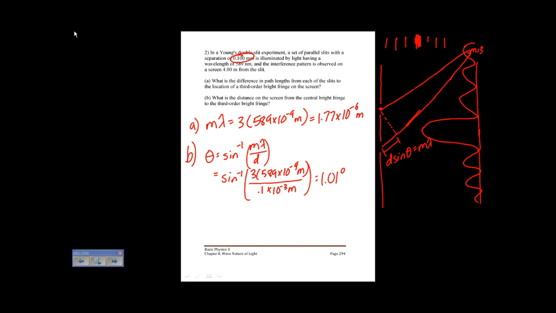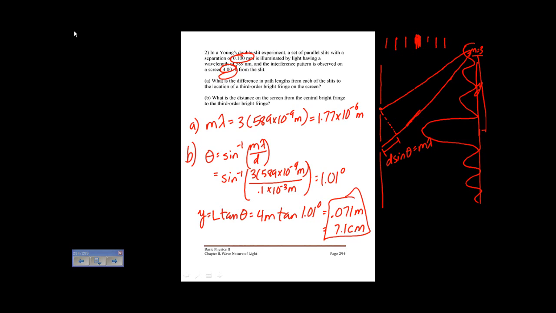By the way, you could do this a lot easier because I know what d sine... Oh, never mind. No, never mind. This is the easiest way to do it. And then I want to know what is the distance on the screen. So what is this distance y? All right, so just like we did before, y is equal to L tan theta. That's equal to 4 meters right here times tan of 1 degree, which is 0.071 meters, which is also 7.1 centimeters.